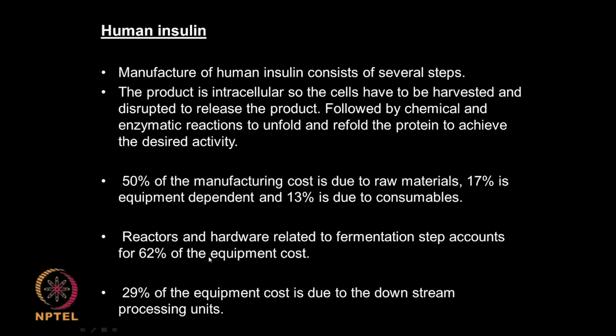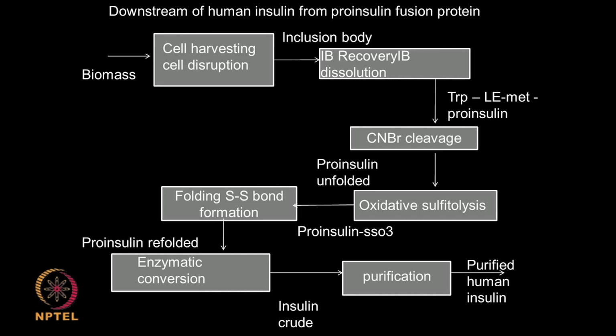Again, if you look here, 62% of the equipment cost is because of the reactors, and 29% is because of the downstream. So, quite a considerable chunk of expense is because of the downstream steps involved here. And these are the typical steps involved in the manufacture of human insulin. You make your fermentation, the biomass cell is harvested, and then the inclusion body contains your insulin, which has completely lost its activity. So, you need to unfold and again refold so that it regains its activity. These are the various steps.